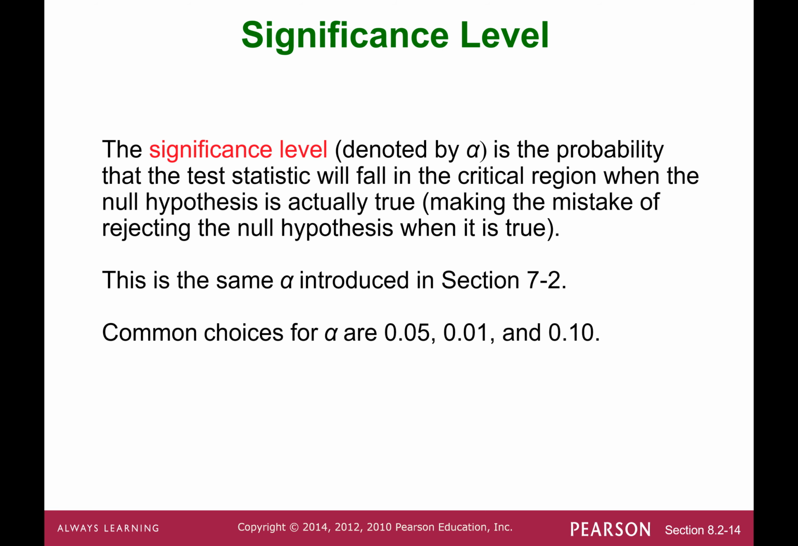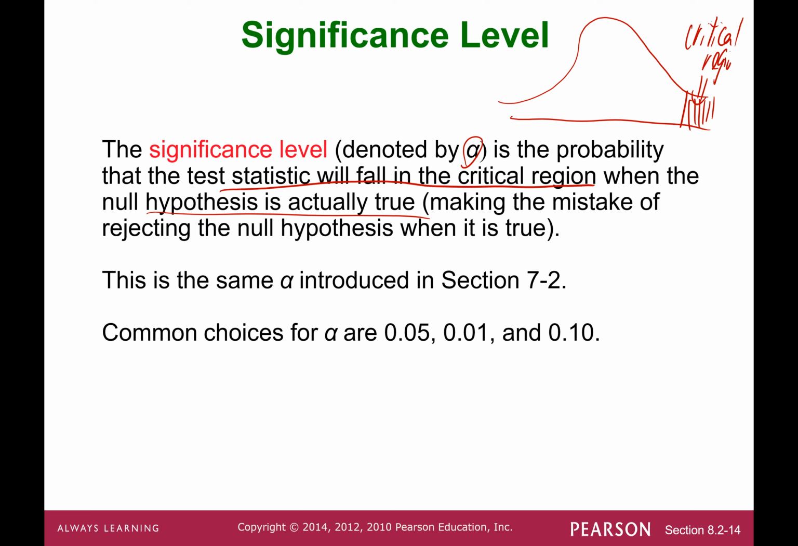So the significance level denoted by alpha is the probability of the test statistic falling in a critical region when the null hypothesis is actually true. So basically, for that case, it's a right tail test. On the right tail here, this is what we call the critical region. Critical region is also called a rejection region. So if the test statistic falls in the rejection region, then we reject H0.